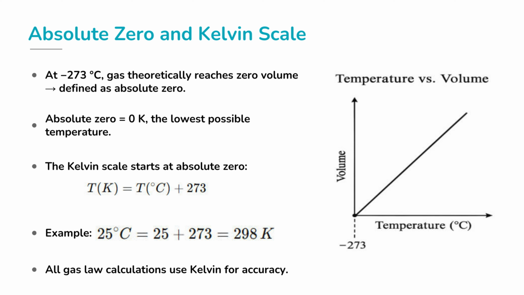This led to the Kelvin scale of temperature, where absolute zero is defined as 0 Kelvin. The conversion is simple. Temperature in Kelvin equals temperature in Celsius plus 273. For example, 25 degrees Celsius is 298 Kelvin. On the Kelvin scale, there are no negatives, which makes our gas equations behave beautifully.